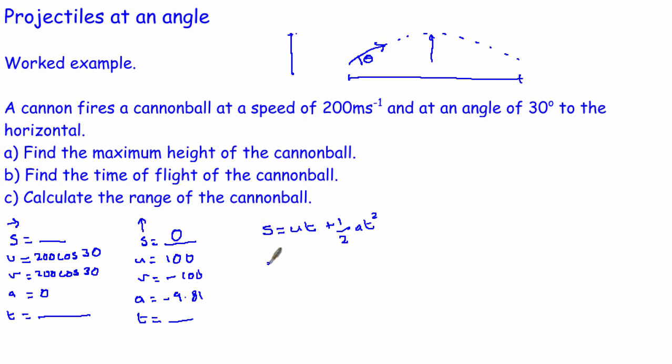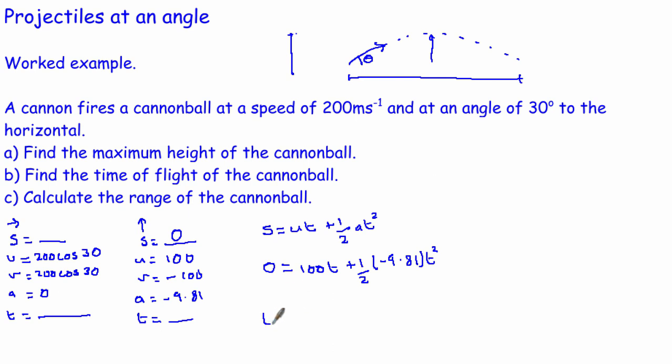So if I put my numbers in, 0 is equal to the initial velocity, which is 100, multiplied by t, which is what I would like to work out, plus half of the acceleration, minus 9.81 meters per second squared, multiplied by t squared. Again, I've got a quadratic, but it's a slightly easier quadratic than having to use the formula, because this is 0 and I've got 2 t's here, so I can take out a common factor of t.